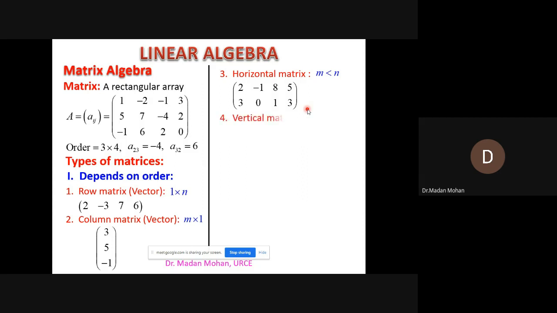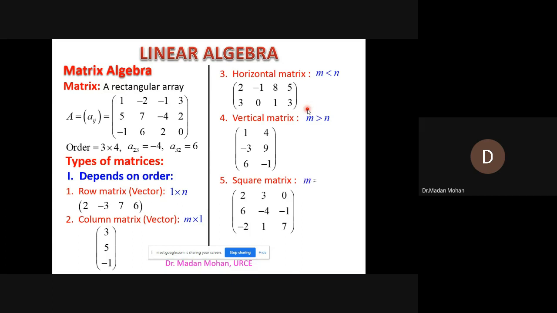What is a vertical matrix then? Its order is m cross n, in which m is greater than n. Very good. It looks vertical. If those two are equal, what do we call it? Square matrix. Very good. It is a square matrix.